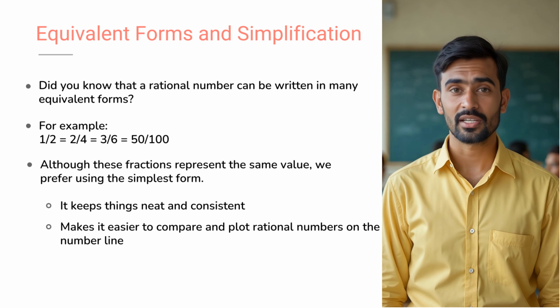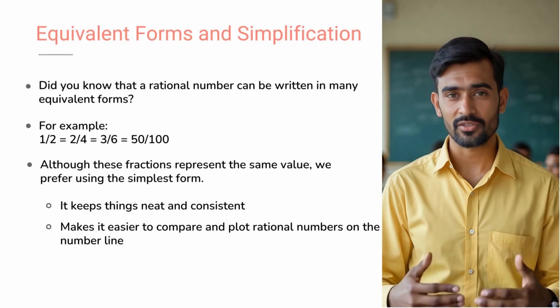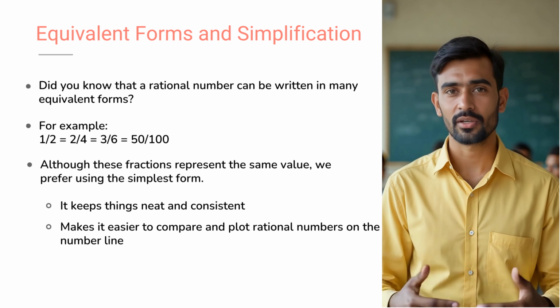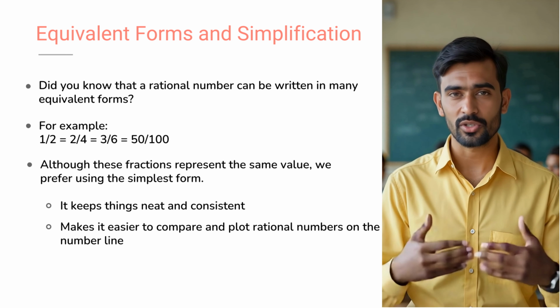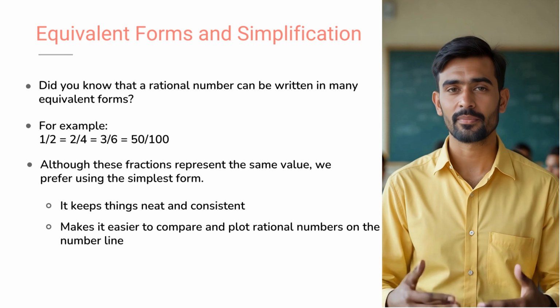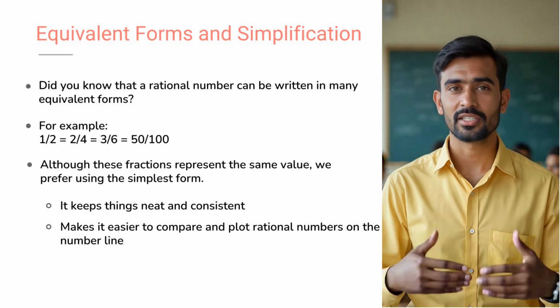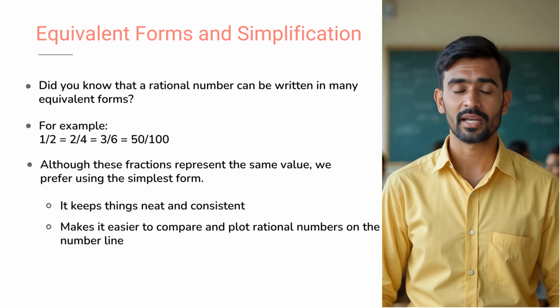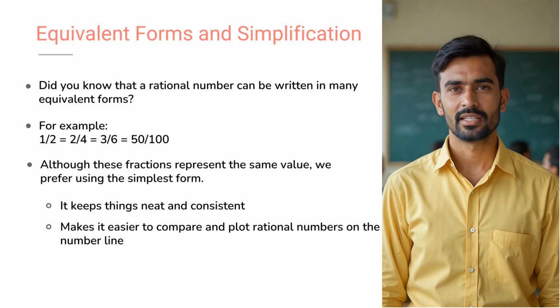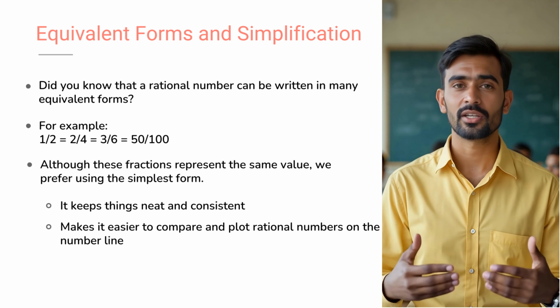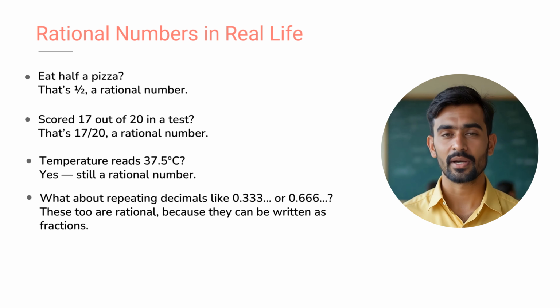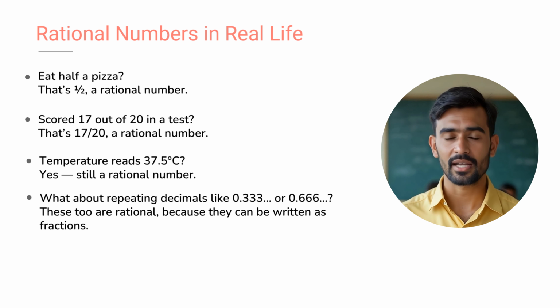Did you know a rational number can be written in many equivalent forms? For example, 1 by 2 equals 2 by 4 equals 3 by 6 equals 50 by 100. But to keep things neat and consistent, we use the simplest form, where p and q have no common factors other than 1. This form makes it easier to compare and plot rational numbers. Any number that can be expressed as a fraction of two integers is a rational number, and they show up more often than you think.